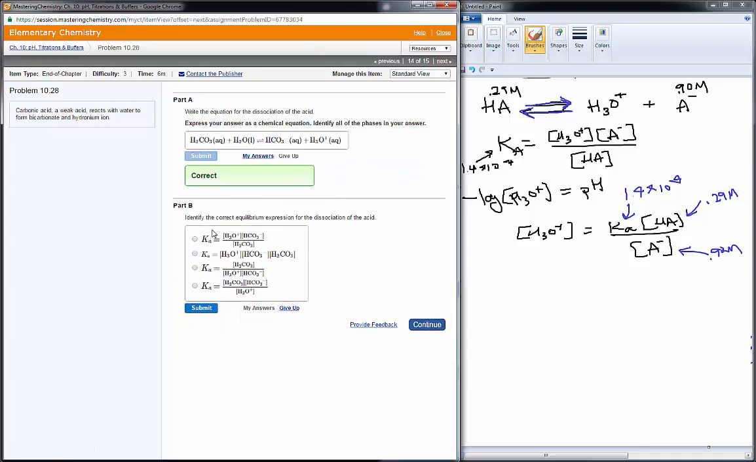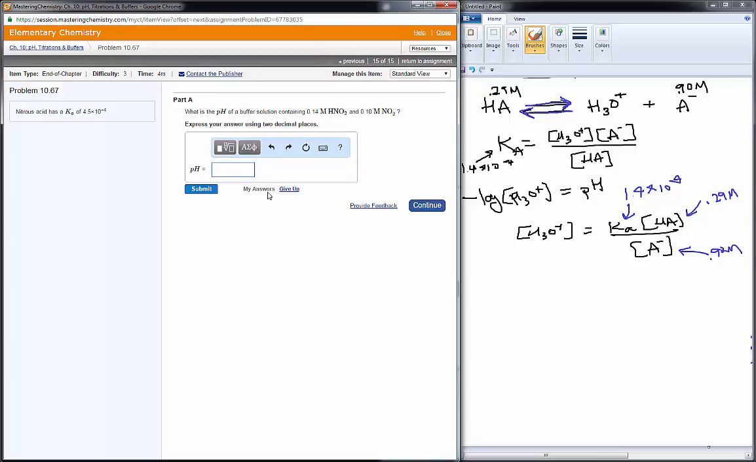So the correct equilibrium expression, the K, will be the products divided by the reactants, the same as it always has been. But it doesn't include the water because the water is liquid. So we only include the things which are in solution, aqueous. So we'll have HCO3 minus and H3O plus on top and H2CO3 on the bottom.